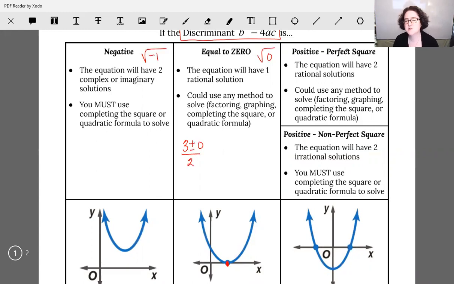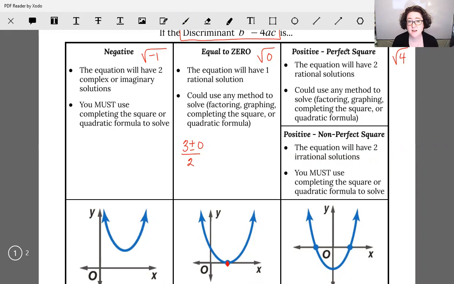And then our third scenario is when we have a positive value. We kind of divide this up into two sections. One is if we have a positive value that is a perfect square, like the square root of 4 or 16, something that simplifies out very nicely. Well, that means our answer is just going to be a fraction that we can simplify. We're going to get a rational solution.